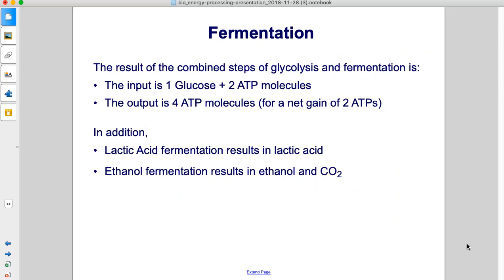The result of the combined steps of glycolysis and fermentation is that the input is 1 glucose and 2 ATP molecules. The output is 4 ATP molecules for a net gain of 2 ATPs. In addition, lactic acid fermentation results in lactic acid. Ethanol fermentation results in ethanol and carbon dioxide.